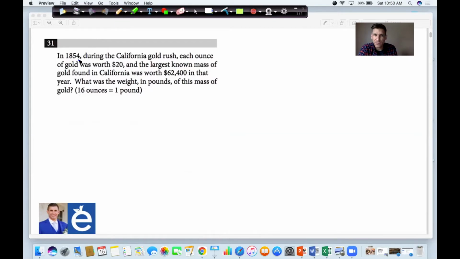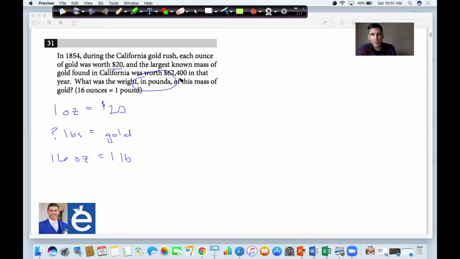Okay, so in 1854, during the California Gold Rush, each ounce of gold was worth $20. So this is what we want to do: 1 ounce equals $20. I'm going to start labeling what we refer to as unit conversion. It says the largest known mass of gold found in California was worth $62,400 in that year. What was the weight in pounds of this mass of gold? And notice it says in pounds. I'm trying to figure out the question mark pounds of this gold, and this is what they give me: 16 ounces equals 1 pound.